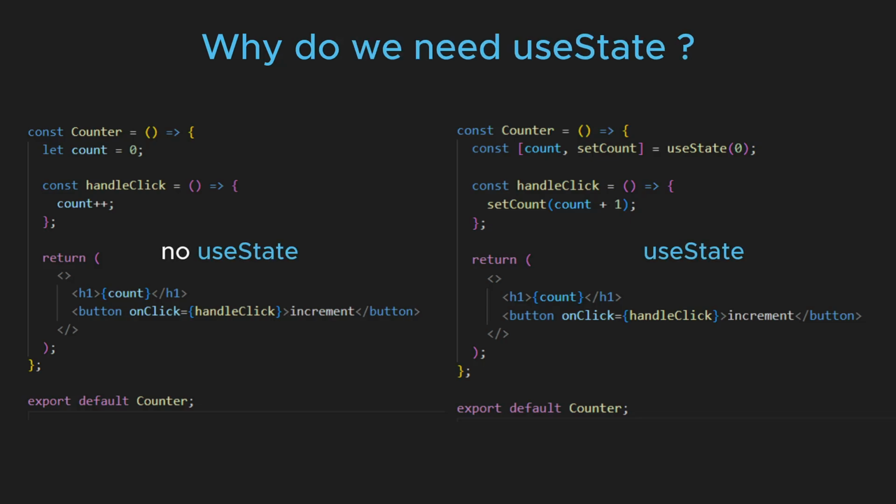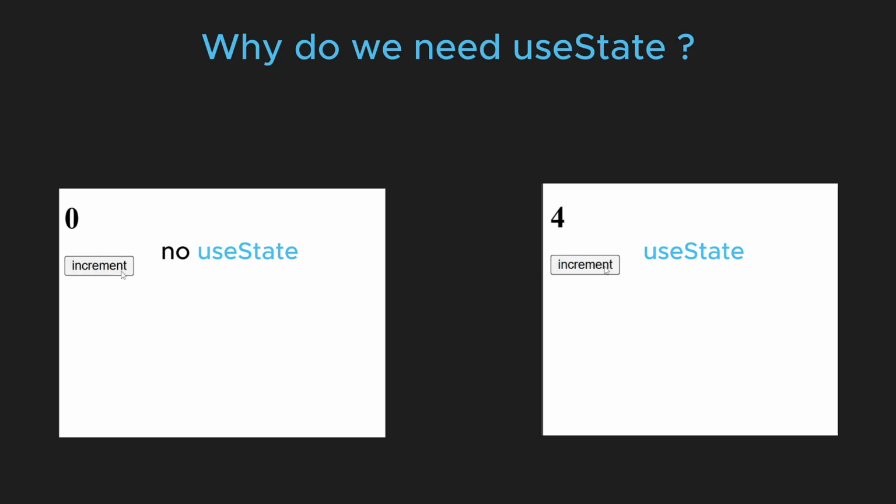To understand why we need useState, let's look at a counter. In plain JavaScript, we update a variable and refresh the DOM. But in React, every render is a fresh function call. If we use let count = 0, it resets to 0 on every render. Click the button, nothing changes because React doesn't track it.